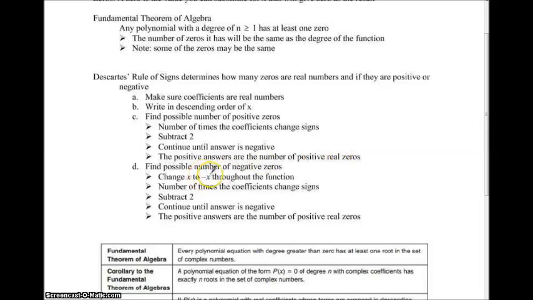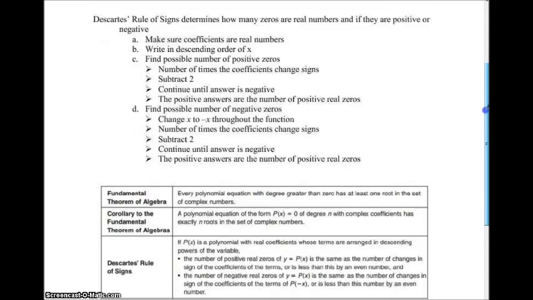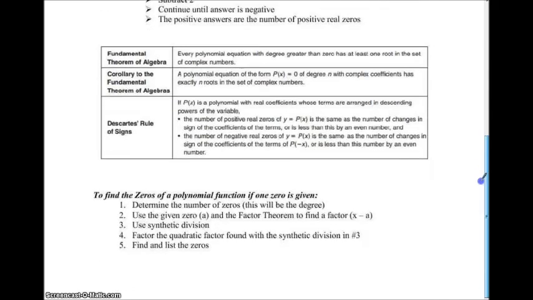To find the possible number of negative zeros, you change your x to negative x throughout the entire function, and then count the number of times the coefficients change signs, subtract 2, continue until you have a negative answer, and the positive answers are the number of negative real zeros, not positive right there. So there's a summary of it.